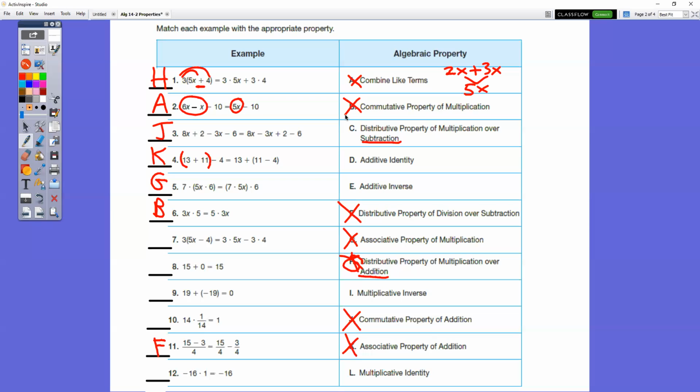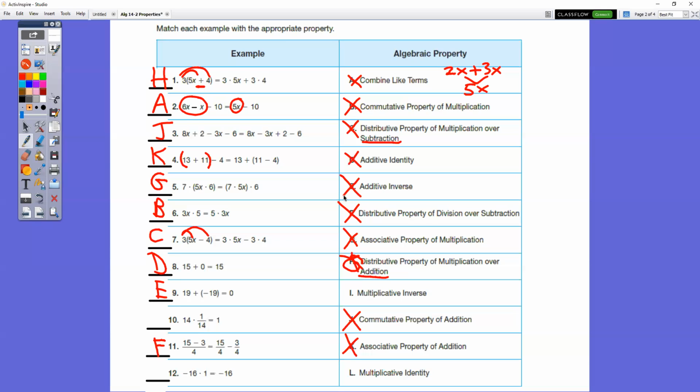In question number 7, you're taking the number outside the parentheses and multiplying by both of the things inside the parentheses. Therefore, we're distributing and we're doing multiplication and subtraction. Multiplication and subtraction is choice C. In number 8, we're adding 0 to a number. Since we're adding 0 to a number, that is the additive identity, which is choice D. Number 9, we're adding the opposite, all right? We're adding the inverse. So this is the additive inverse, which is choice E.